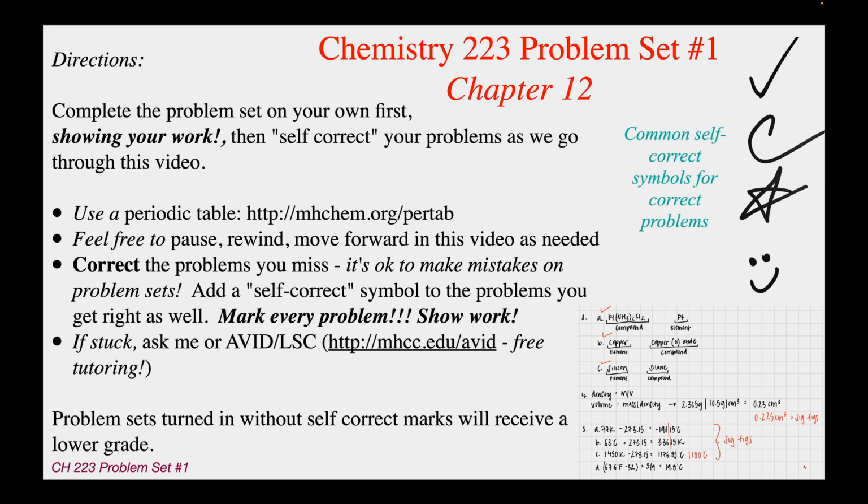And when you do this, first of all, you will need a periodic table. I do recommend the periodic table that you can find at mhchem.org/per-tab. That's also in your companion, by the way. This is the periodic table we'll be using this entire quarter. You'll use it on quizzes and exams, so the more you get familiar with it, the easier it'll be and the more efficient you'll be later on.